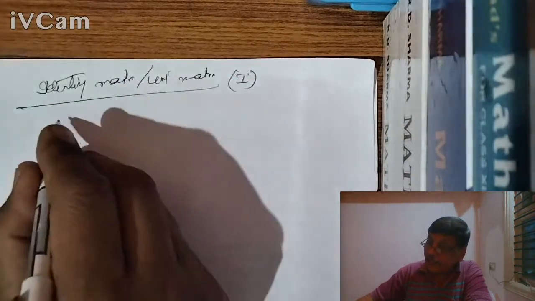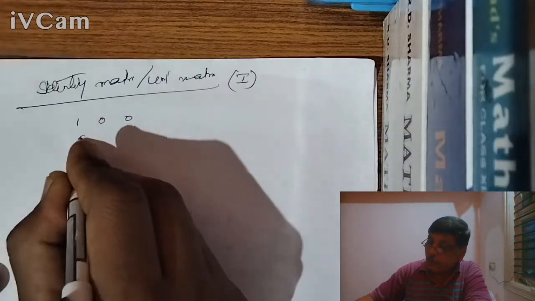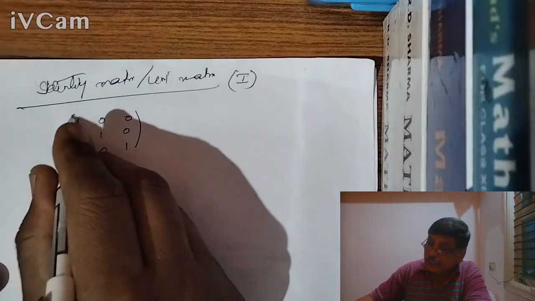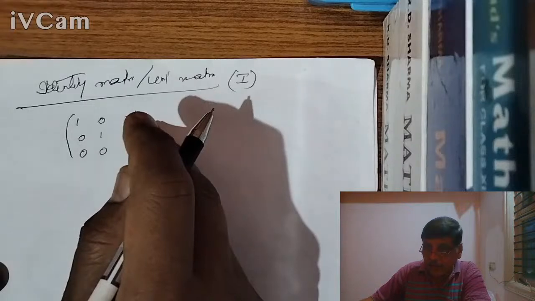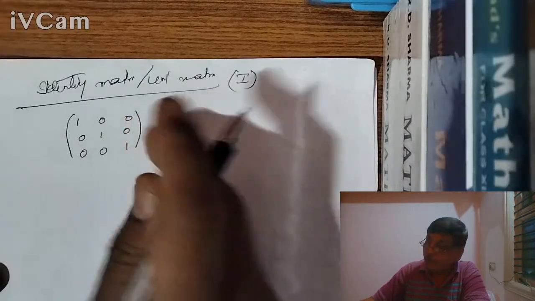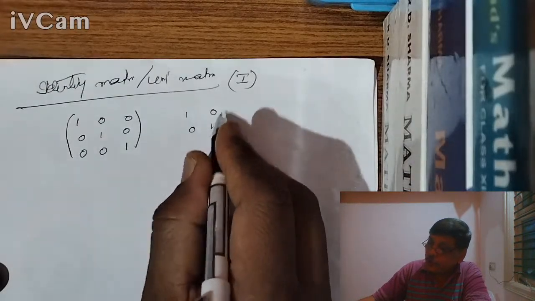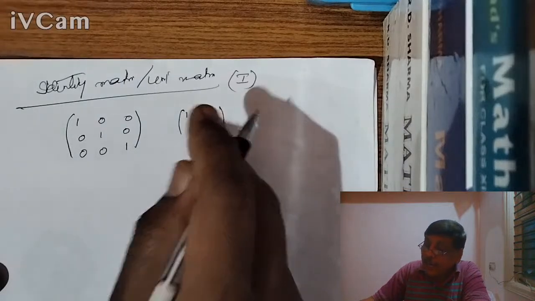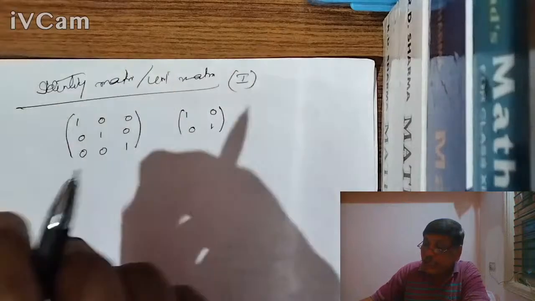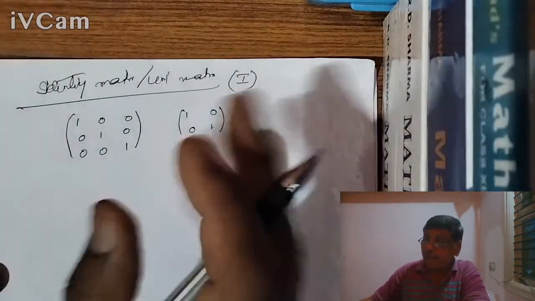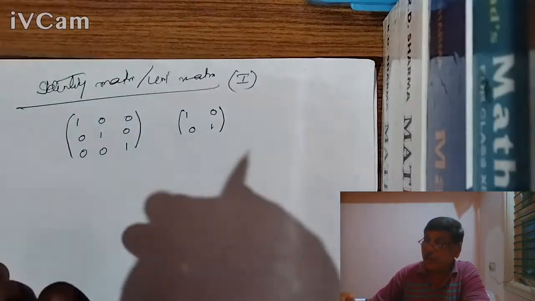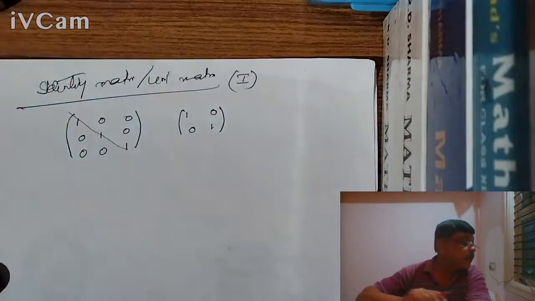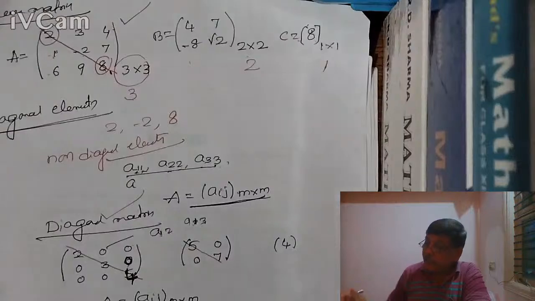Let us consider an example: 1 0 0, 0 1 0, 0 0 1. This is a square matrix, a diagonal matrix, and also a scalar matrix. Yes or no? Next, take one more example, 1 0 0 1. This is an example of a square matrix, diagonal matrix, scalar matrix. But we notice something particularly different here. The diagonal elements are 1, 1, 1.